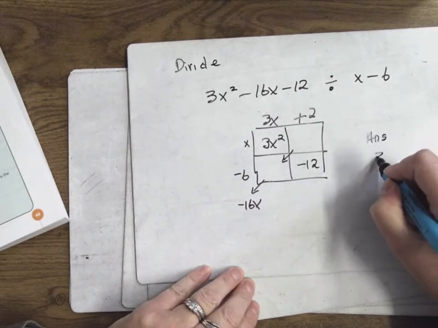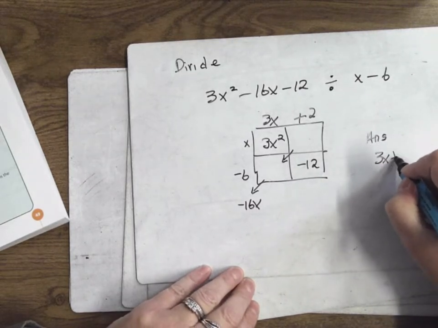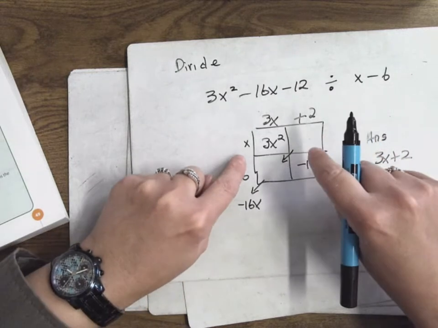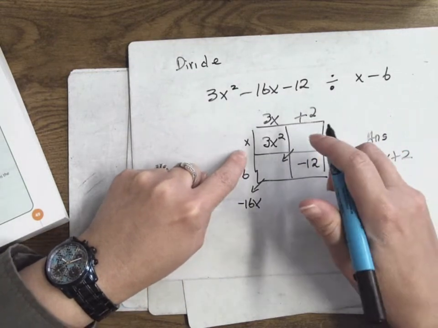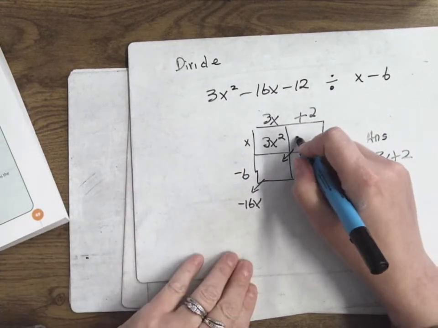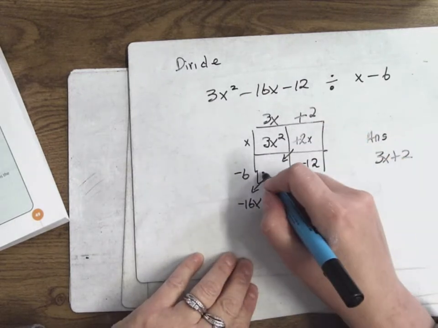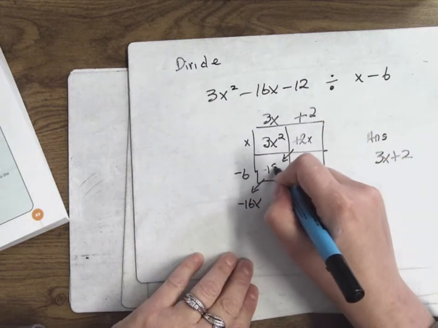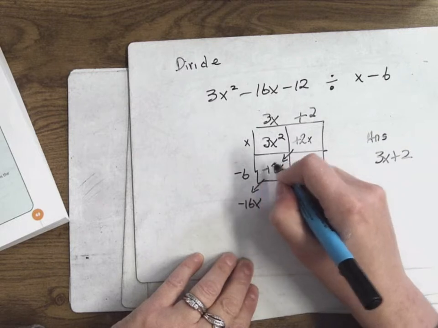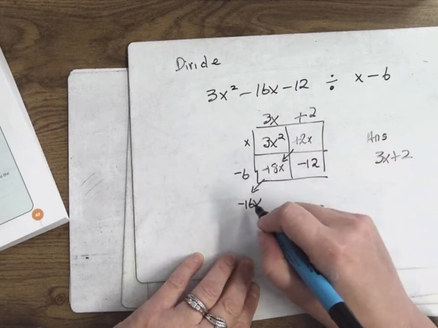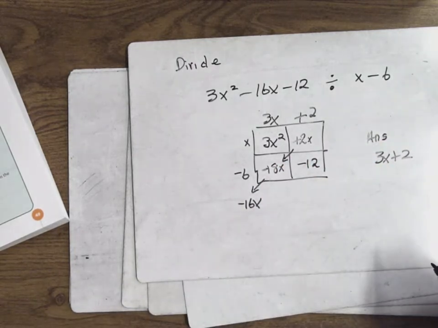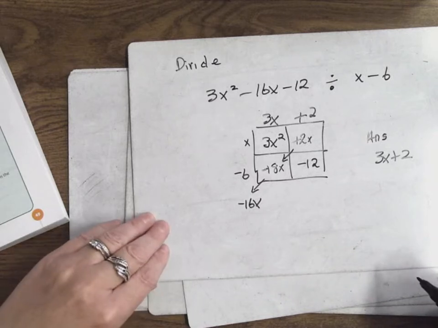I'm just going to fill in the other boxes just to prove I'm right. So to fill in this box, I'm multiplying x by plus 2. x multiplied by plus 2 is plus 2x. Minus 6 by 3x is minus 18x. And then I put those two boxes together. 2x minus 18x, does that give me minus 16x? Yes, it does. Is that alright?